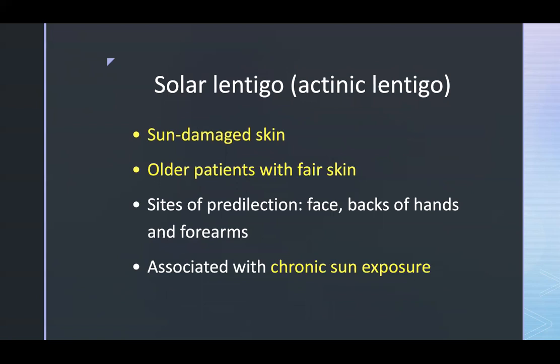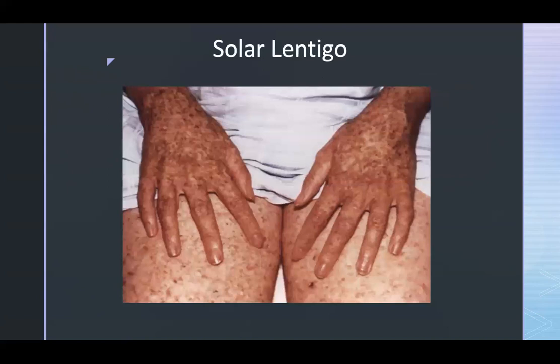Solar lentigo or actinic lentigo, as the word solar implies, mostly occur on sun-damaged skin in older patients with fair skin with a lifetime of sun exposure. Sites of predilection include the face, the back of the hands, and the forearms, and it's associated with chronic sun exposure. Here's an example of the diffuse solar lentigines on the bilateral dorsal hands, as well as the bilateral legs in this picture.